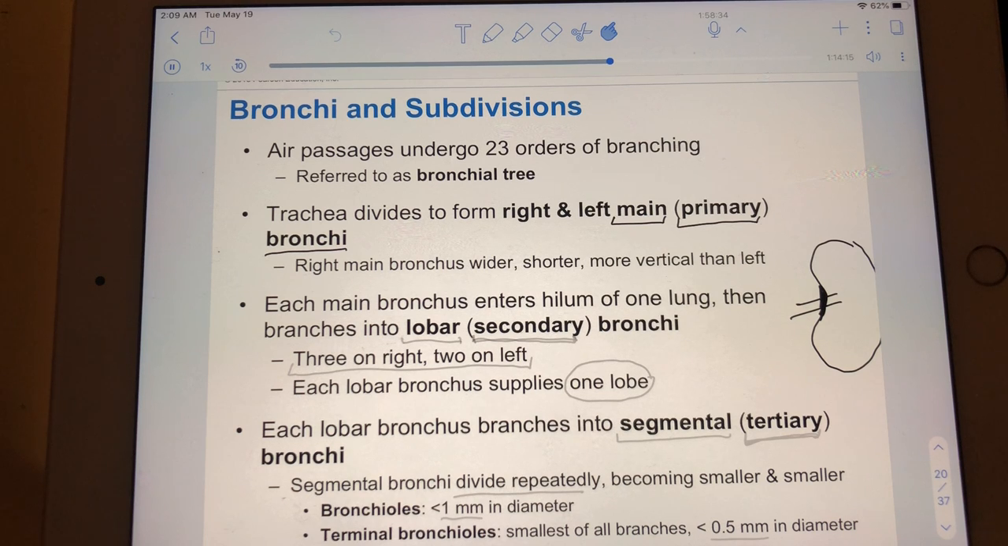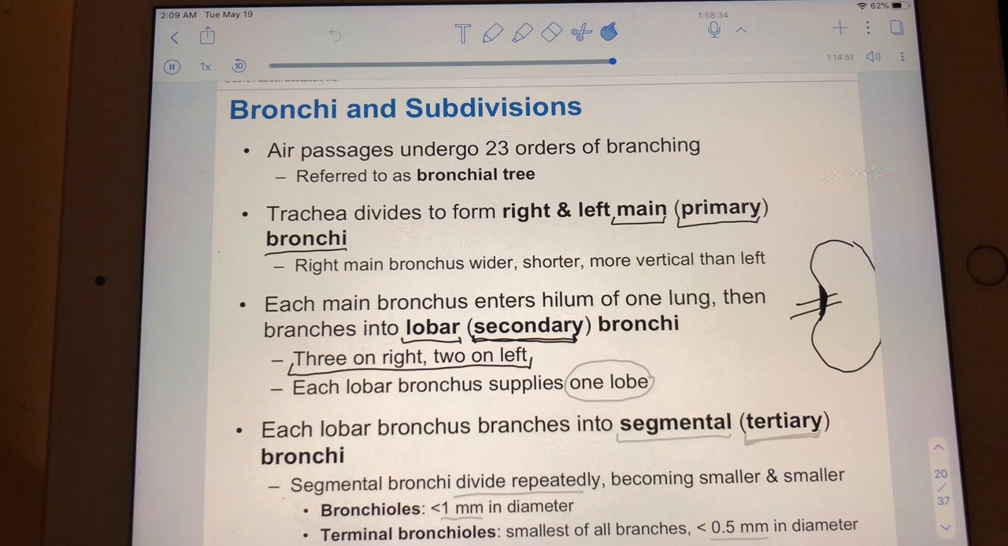And then they branch. When they branch, they give rise to secondary bronchi, which are also known as lobar. I don't care, you can use either one. They're interchangeable. I just tend to stick with primary, secondary, tertiary, but whatever you like, okay? All in all, we have 5 secondary bronchi: 3 on the right side and 2 on the left side, okay?